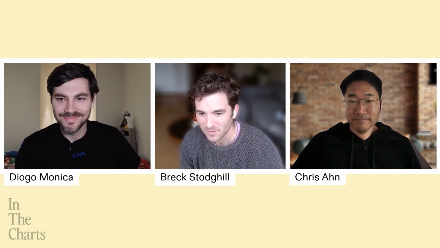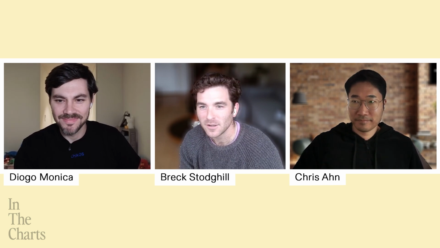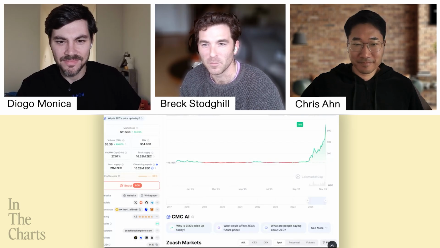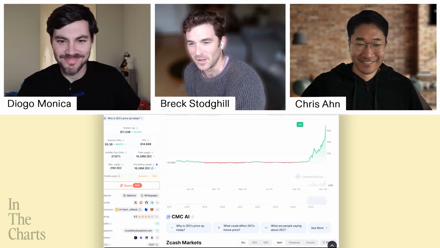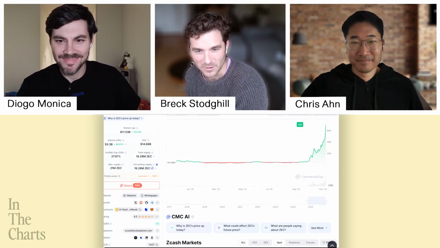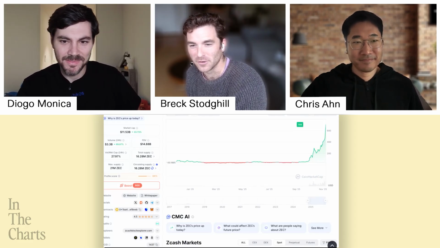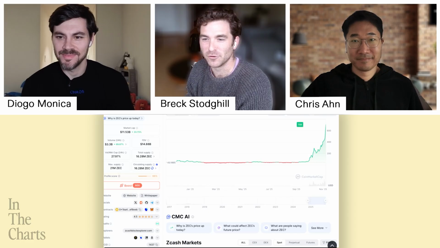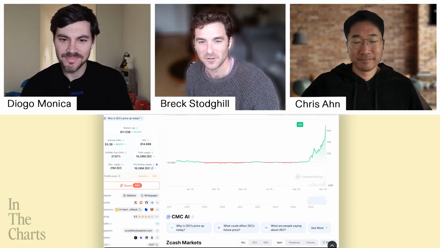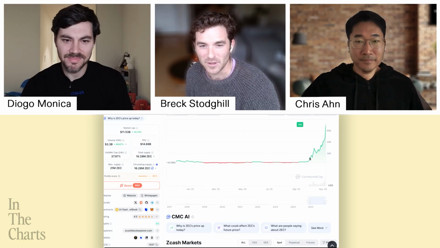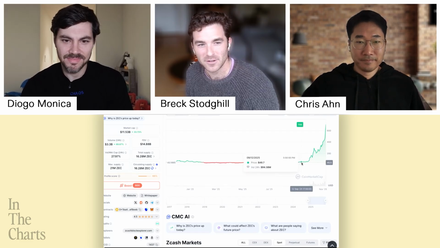Let me see if I can share my screen. Okay, can you guys see this beautiful Zcash chart? We can. Awesome. Okay, so it's kind of crazy. I don't think we've seen a crypto chart like this actually in a long time. This is not the all-time chart. This is literally just the year chart for Zcash. Basically since mid-September, it has 15x'd.